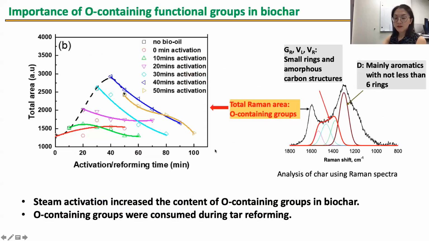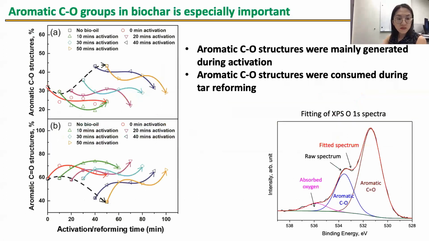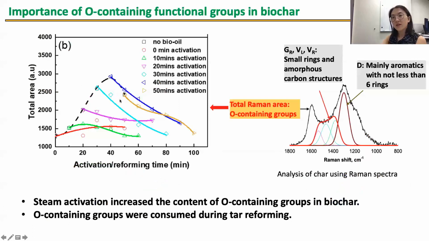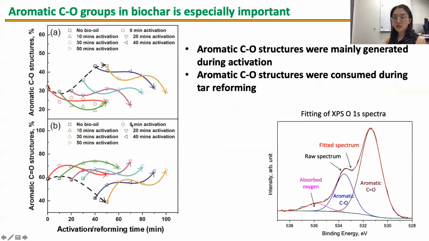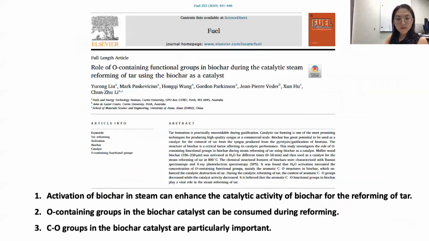So to further find out which type of oxygen-containing groups is particularly important, we analyzed our samples using XPS. Very interestingly, the C-O single bonds showed very similar trends to the total oxygen-containing groups. So we believe the C-O single bonds are the key groups responsible for enhancing the catalytic activity of the biochar. This part of the work is published if you want to have a look at the details.